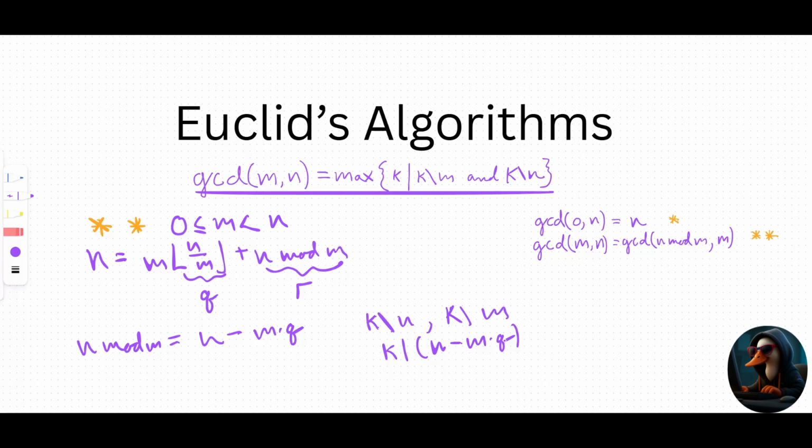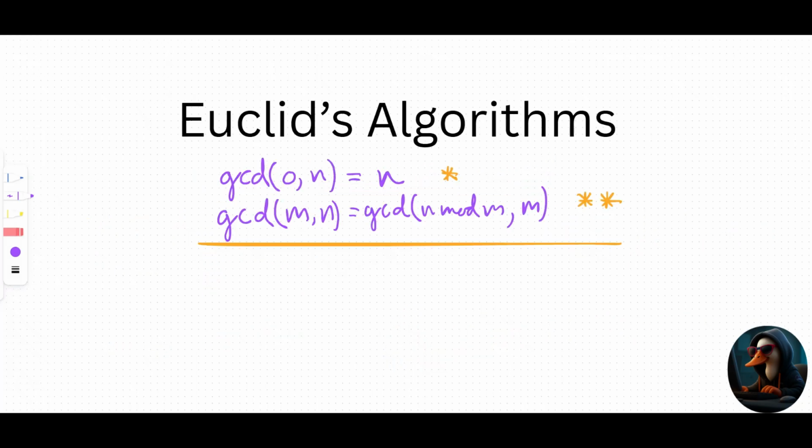And we're just multiplying by a quotient, so that's another property of divisibility. So we know that k is going to divide n minus m times q, and since that equals n modulo m, I know that k is also going to divide n modulo m. And that proof is just going one way. You can do the proof going the other way, where you start with k dividing n modulo m, and then you can show that k also divides n minus m times q.